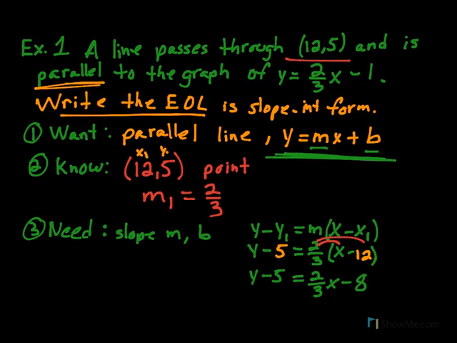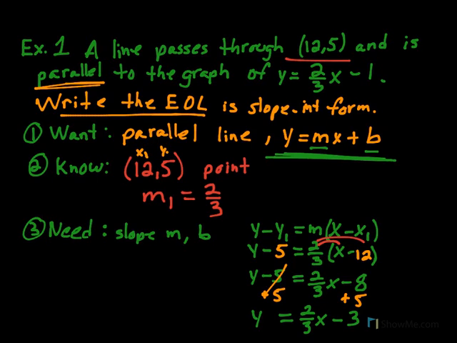Another way that you could do that is do it backwards. 12 divided by 3 is 4. 4 times 2 is 8. It's up to you. And then we add 5 to both sides. This cancels, because what we want is y by itself. All right, and y equals 2/3 x. Negative 8 plus 5 is negative 3. And you have y equals 2/3 x minus 3.